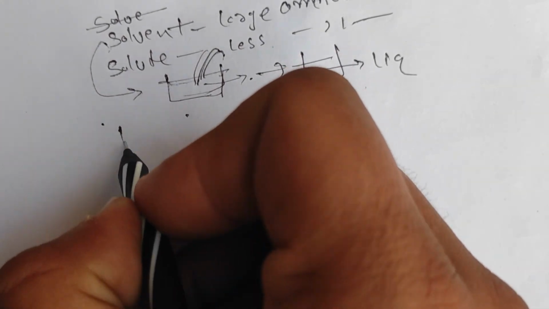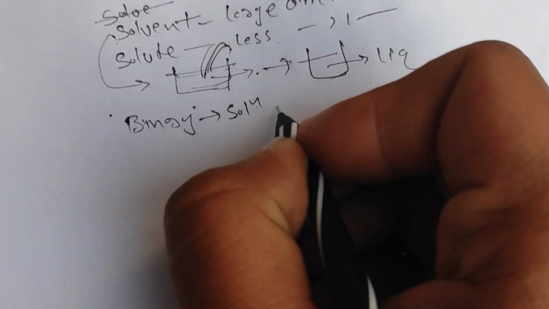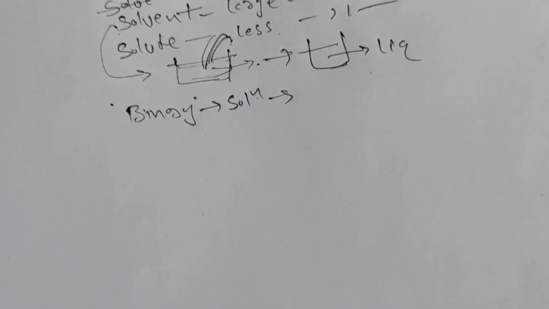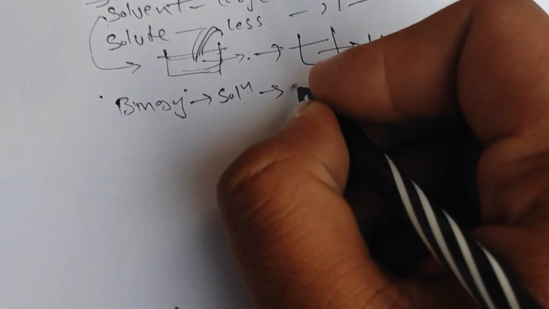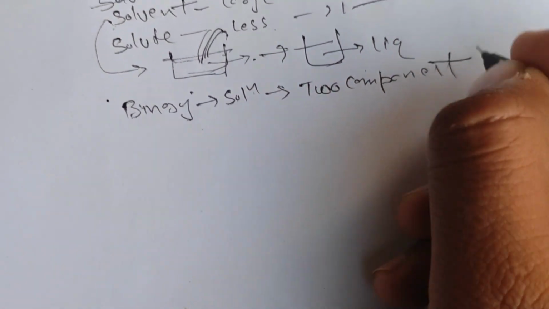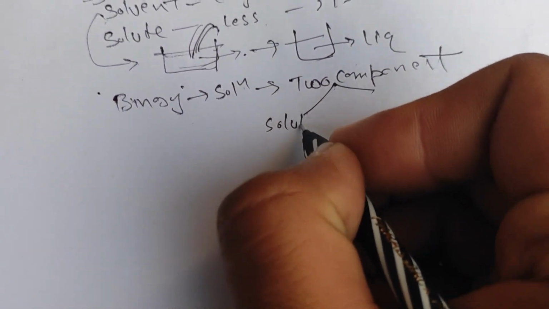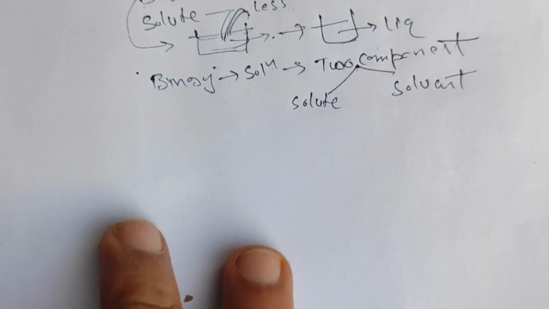Now we talk about the binary solution. A binary solution means the solution is made with the help of two components. Clearly, the first component is the solute and the second is the solvent. Now we do some examples of it.